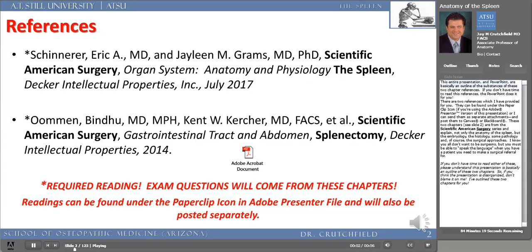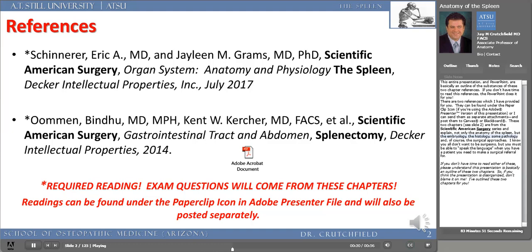There are two references which I have provided to you. They can be found under the paperclip icon if you're using the Adobe Presenter version, or I will send them as separate attachments and post them to Canvas or Blackboard. These two chapters are from the Scientific American Surgery series. They explain not only the anatomy of the spleen, but the embryology, the histology, as well as some pathology, and of course the surgical approach.